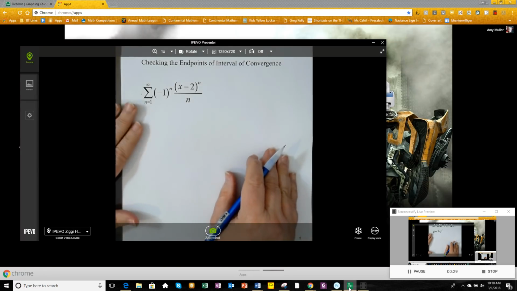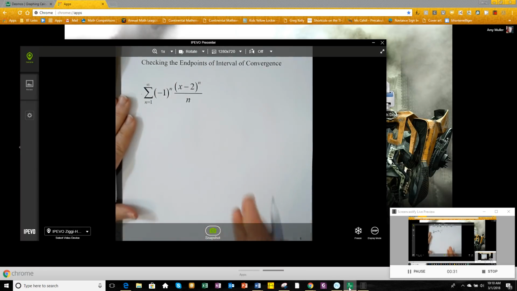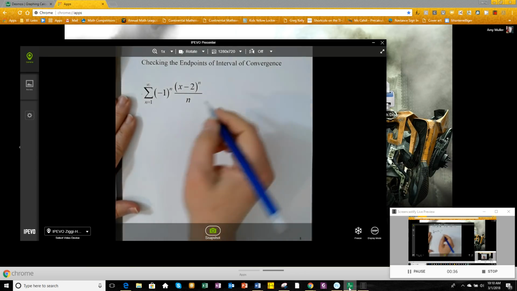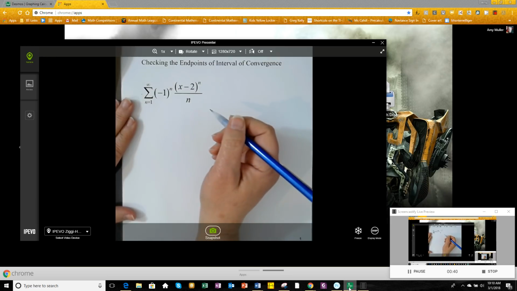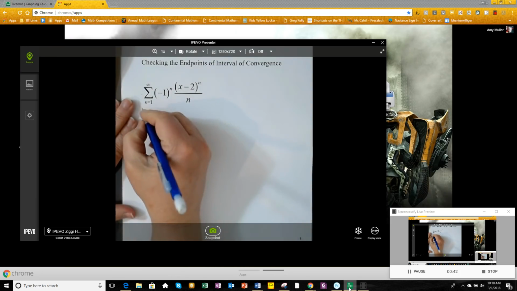And the process is very simple. It adds just two more steps. You have to check each endpoint. So it all starts with trying to find the interval of convergence in the first place. So let's do that for this series here, using the ratio test.